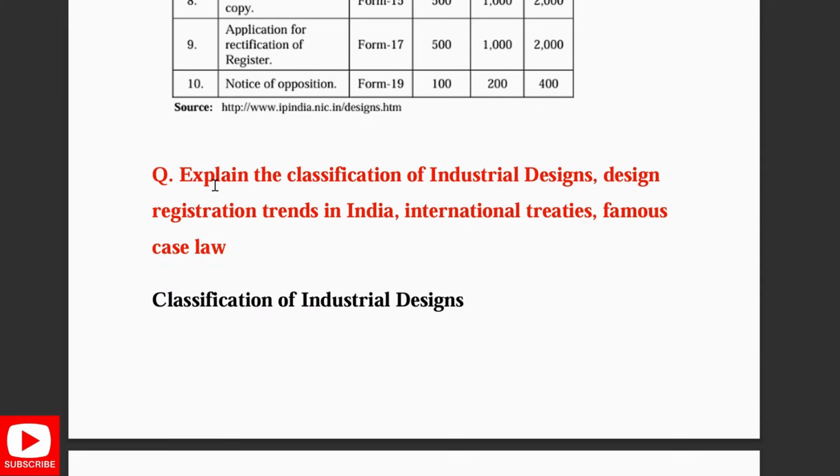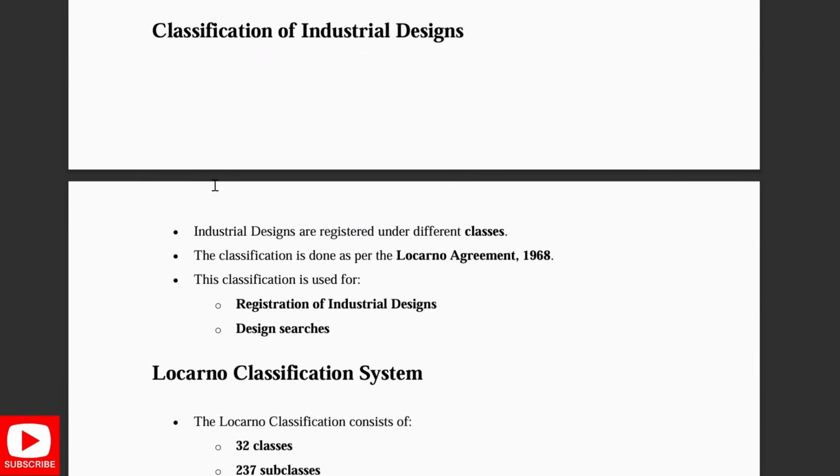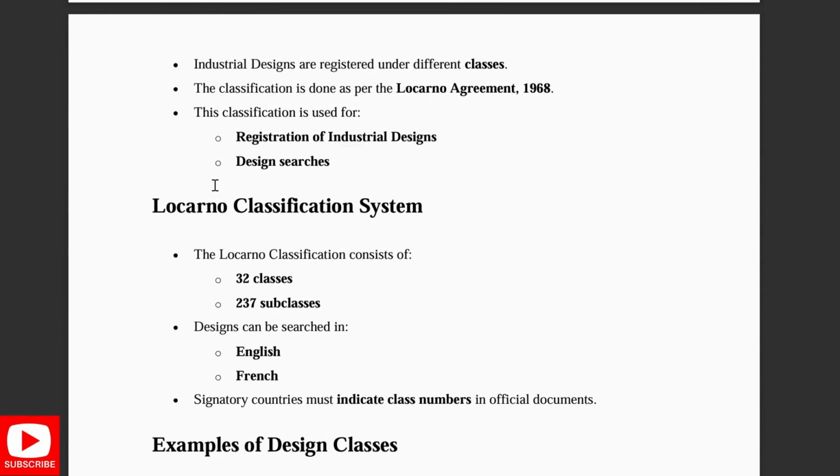Classification of industrial design: in that, there are different classes. It is done as per the Locarno Agreement in 1968. It is classified for registration of industrial designs and design search. So we are having 32 classes, and in that 237 subclasses. This can be searched in English and French.